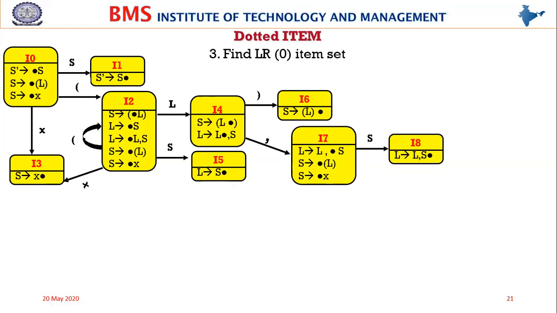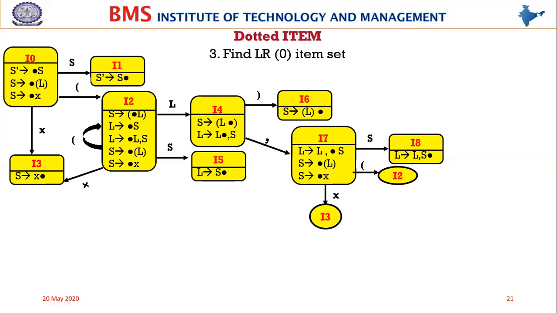But still from 7 we do have two movements. One is on open parenthesis. When I consume open parenthesis, we'll go to state 2 again. It is because we get S produces open parenthesis dot L close parenthesis. And on X, you can guess we are going to I. So this is what we call the LR(0) item set.